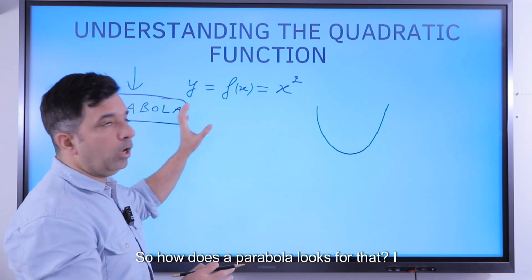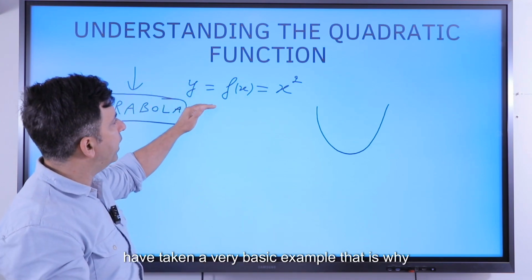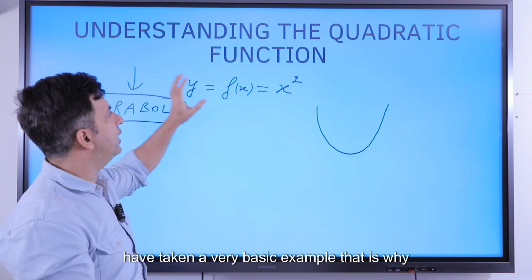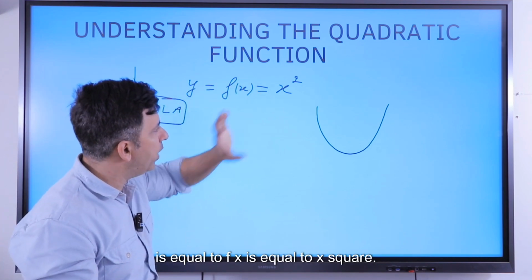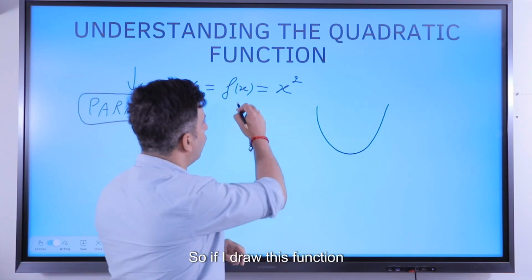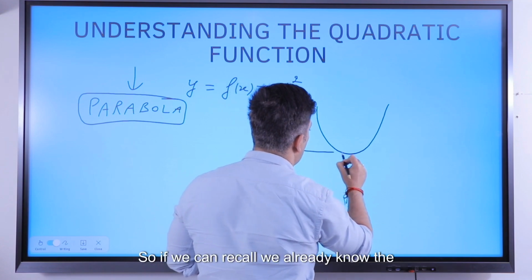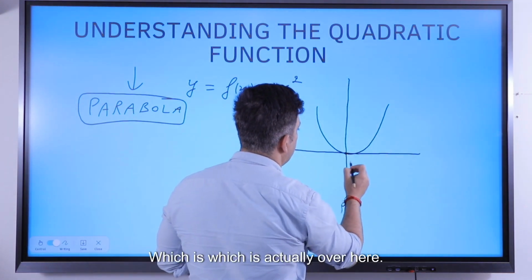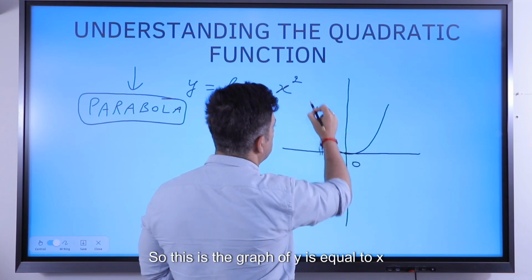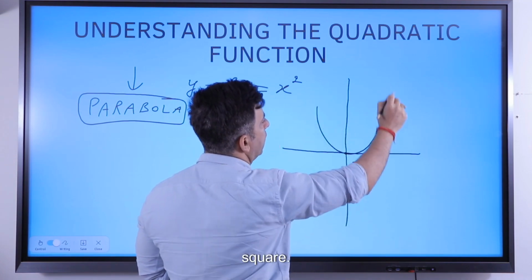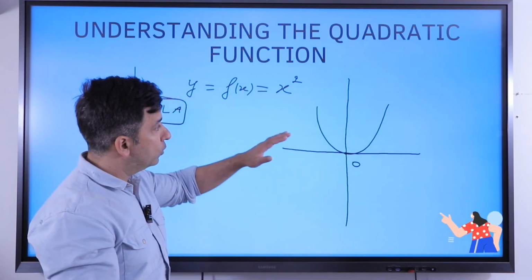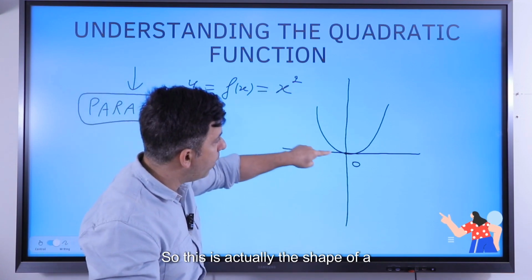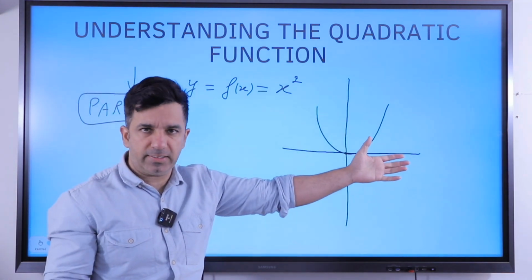So how does a parabola look? For that I have taken a very basic example, that is y = f(x) = x square. If we can recall, we already know the graph of this function, which is actually over here. This is the graph of y = x square. We have seen this graph. This is actually the shape of a parabola. It is always like this.